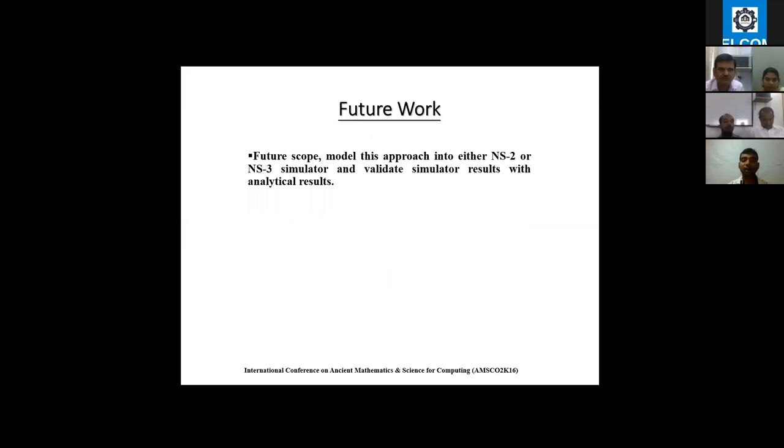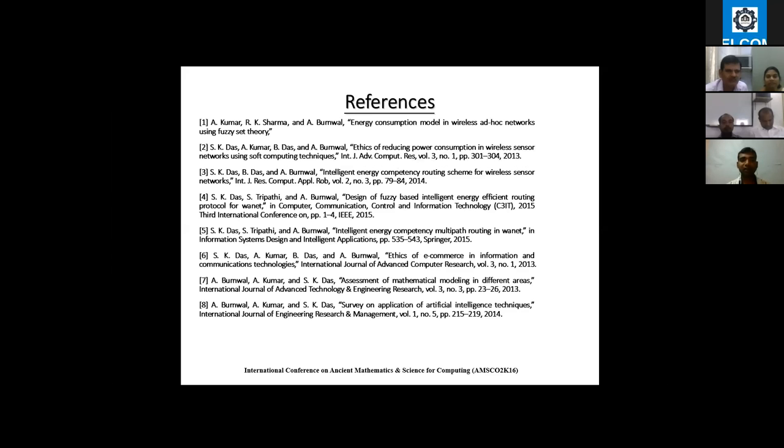Future work: I will try to solve this approach in the NS2 and NS3 simulator and validate the simulator result with the analytical result. These are my references, sir.